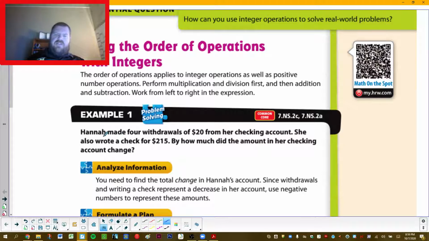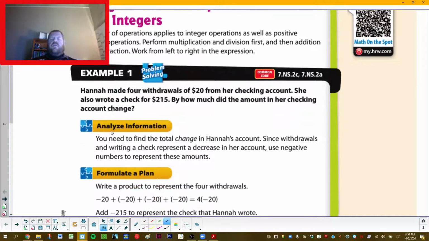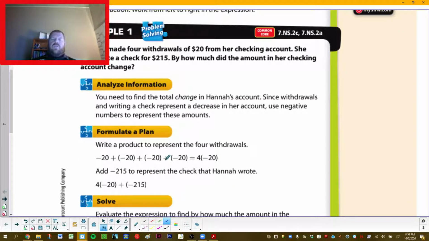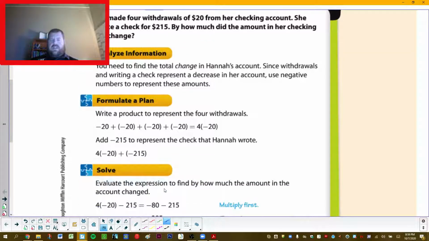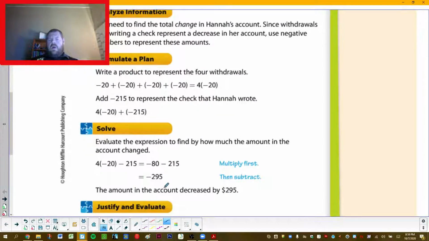So for our first example, it says Hannah made 4 withdrawals of $20 from her checking account. She also wrote a check for $215. So all those things are negative changes. All those will negatively change the amount that's in her checking account. So we had 4 withdrawals of $20, which we can write negative 20 plus negative 20 plus negative 20 plus negative 20 if we want to, or we can just write that as 4 times negative 20. And then we also had that $215 check, so we're going to add negative $215 because checks, again, come out of that account.